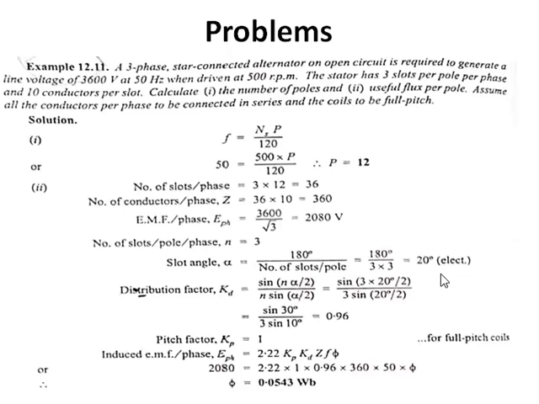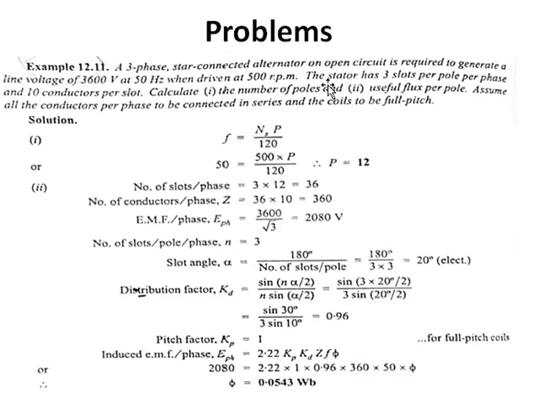In the next problem, a 3-phase star connected alternator on open circuit is required to generate a line voltage of 3600 volt. Don't worry about the open circuit. Line voltage EL is 3600, frequency is 50 Hertz. The rotor is being driven at a speed of 500 rpm. The stator has 3 slots per pole per phase. So how many slots are there?